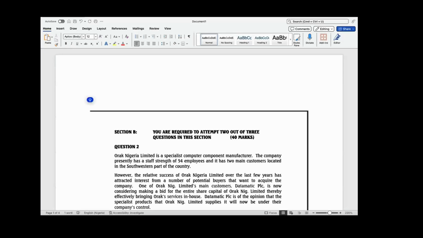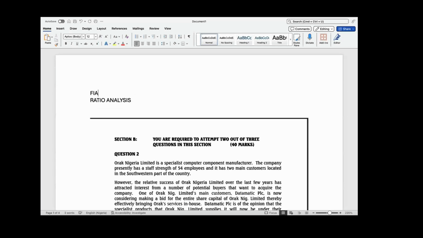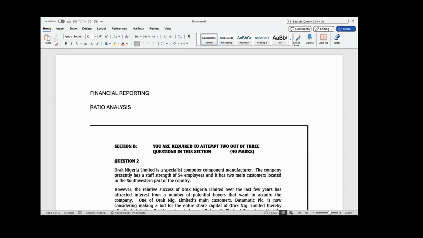Majorly, it's actually interpretation of financial statements. And a major tool for interpreting financial statements is through ratios.